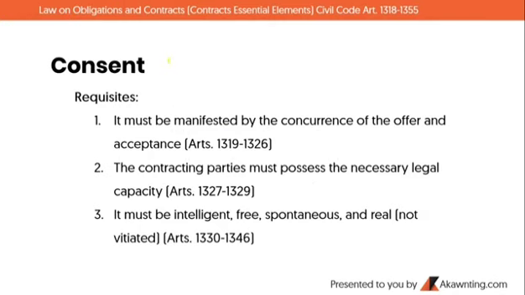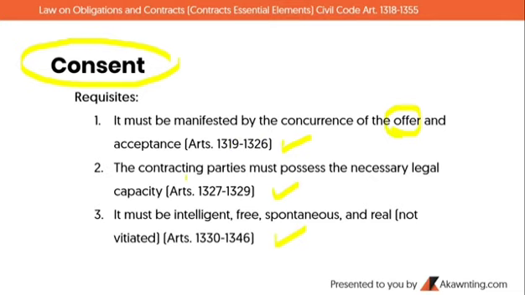So, ano ba yung mga different requisites ng consent? Under the Civil Code, so ayan, na makikita nyo dyan yung mga ranges ng different articles natin. So, bali, meron tayong tatlong requisite. Number 1, it must be manifested by the concurrence of the offer and acceptance. So, dapat merong offer and acceptance of the offer by the other party.